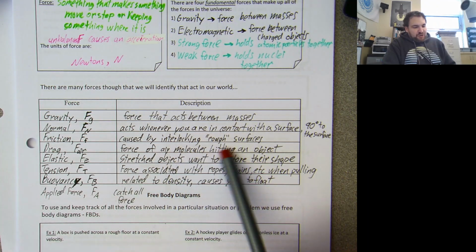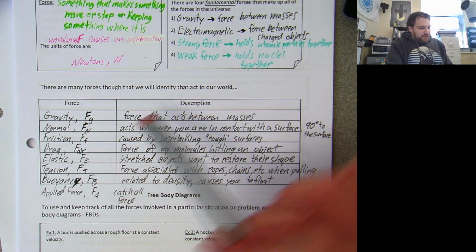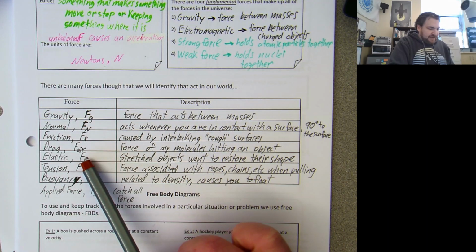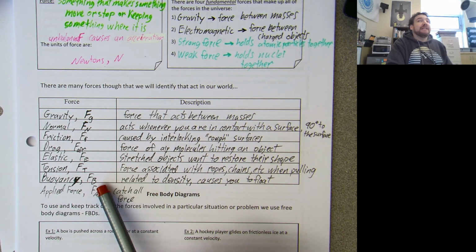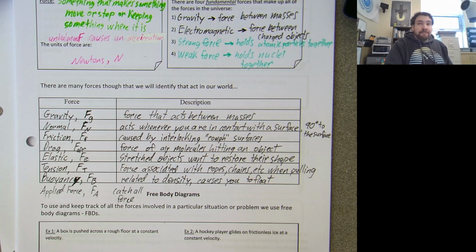Friction is caused by the interlocking rough surfaces, drag, elastic force, tension force, buoyancy, which we're not really going to talk about, but it's important to acknowledge because every time anyone who's ever sat in a pool or bathtub, lake, ocean, whatever, you've experienced buoyancy to a degree.